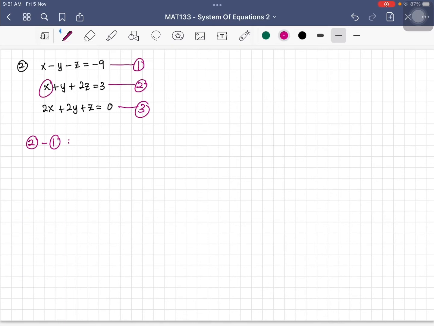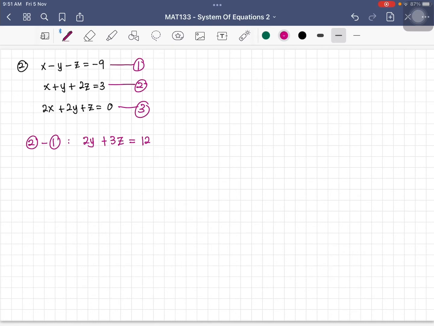So what I do is equation 2 minus equation 1, because I want to eliminate x. So x minus x will be 0, y minus negative y will give me 2y, 2z minus a negative z will give me positive 3z, and then 3 minus negative 9 will be 12. So that is 2 minus 1. Now, what I'm going to do is find another equation. I can choose any, but because we have already eliminated x in the first equation, of course we have to do the same thing for the second one.